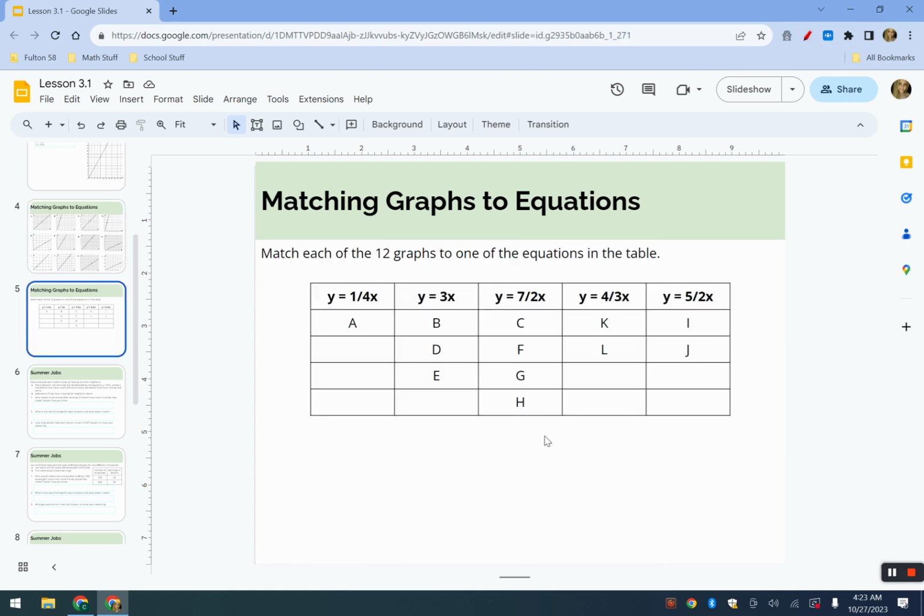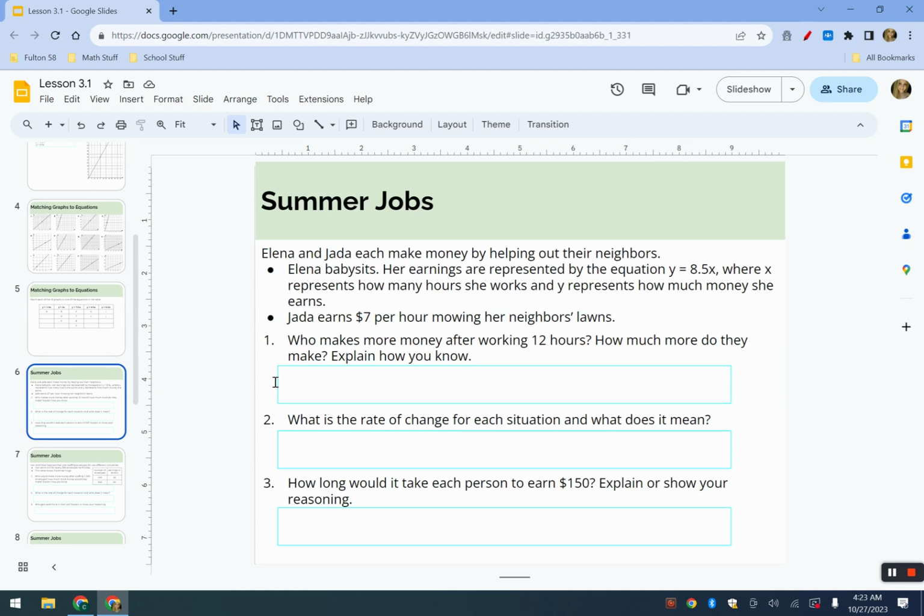Make sure you have this table filled out. And let's move on to summer jobs. So Elena and Jada each made money by helping out their neighbors. Elena babysits. Her earnings are represented by the equation y equals 8.5x, where x represents how many hours she works and y represents how much money she earns. Jada earns $7 per hour mowing her neighbor's lawn.